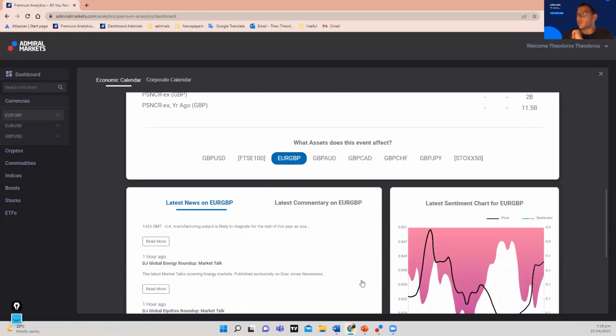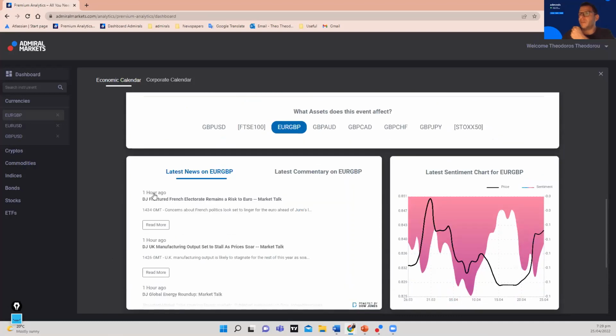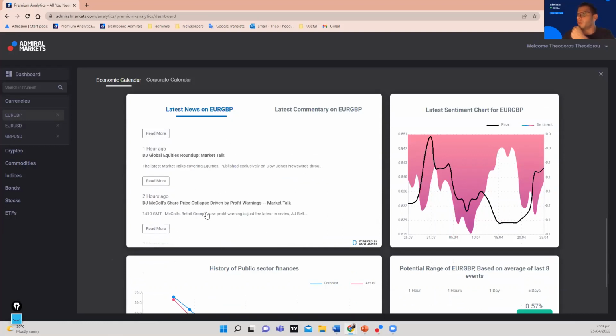Okay, you can scroll a little bit down and you can see here the latest news on Euro Pound. If it's something you want to see here, it's been updated quite often. If you see 1 hour ago, we have this one here, 1 hour ago, this one, and so on and so on. 2 hours ago, this.